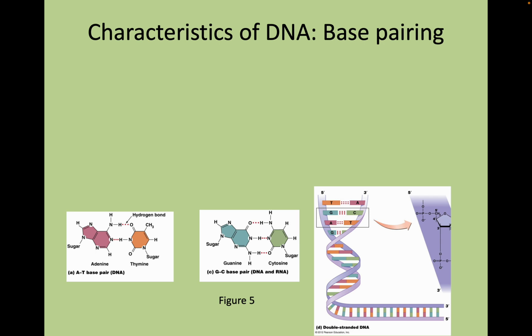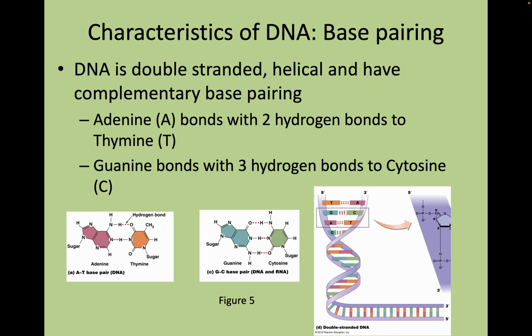All right, so the base pairing only happens in these very predictable ways. DNA is double-stranded. It's helical, so that's that twisted ladder shape, and it has complementary base pairing. Adenine, A, only binds with thymine, T, and they have 2 hydrogen bonds that hold them together. Guanine has 3 hydrogen bonds and can only bond to cytosine.